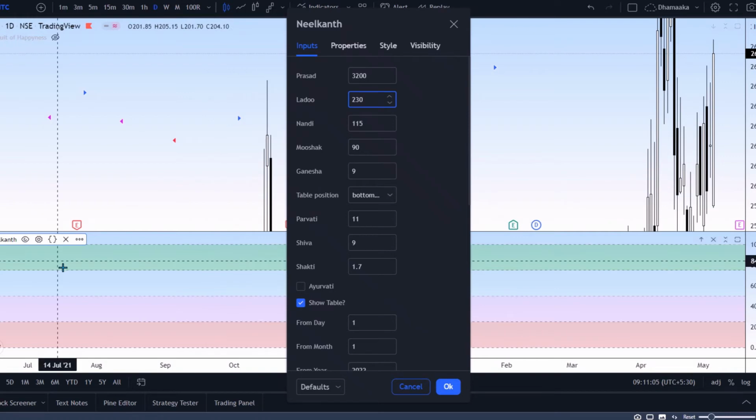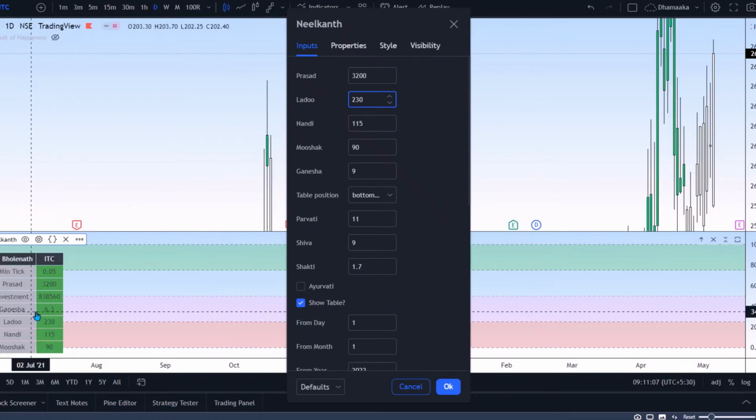So Ganesha says 6.3. We give 6.3, and half of which let's give to Nandi, and let's give 2.5 here.